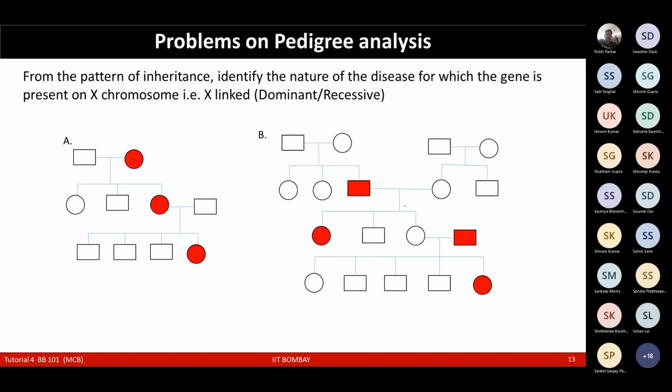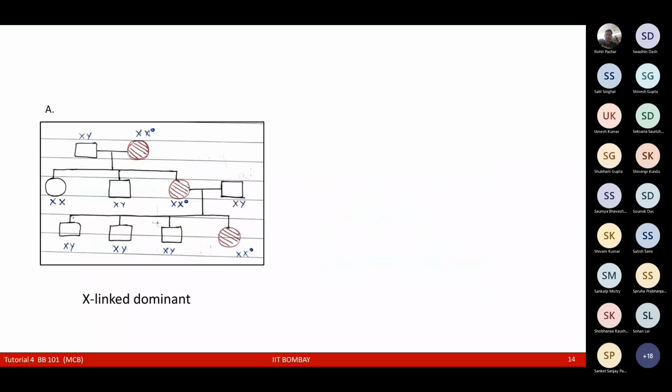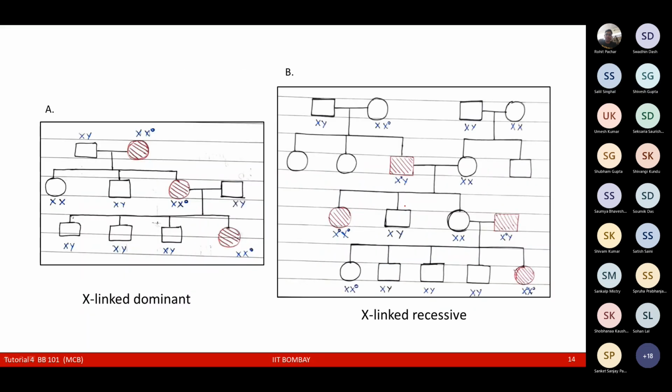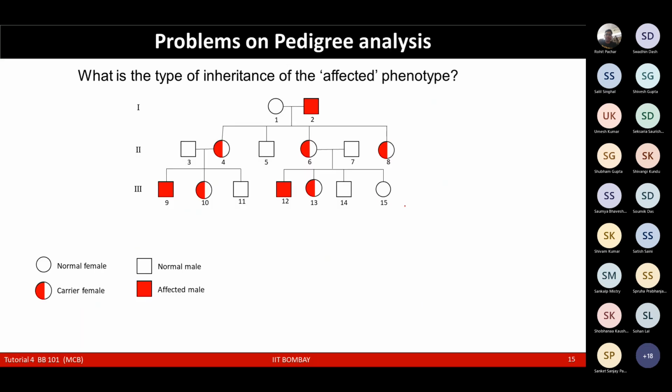The hollow one represents the healthy, whereas the filled one represents the affected. This is recessive. Recessive. Yeah. These are handmade notes, you can refer to them.